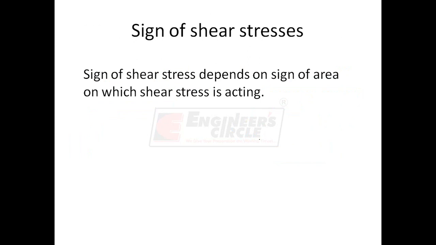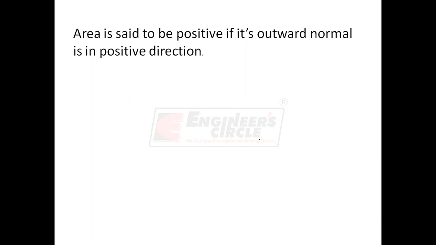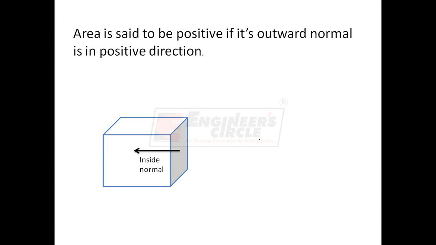Now, the sign of shear stress depends on the sign of area on which shear stress is acting. Therefore, to understand the sign of shear stress, we must first understand the sign of area on which shear stress is acting. So, area is said to be positive if its outward normal is in positive direction. Consider this area. This area has two normals. One inward normal points inside the body and one outward normal that points outside the body. To find the sign of the area, we need to consider the sign of only outward normal.